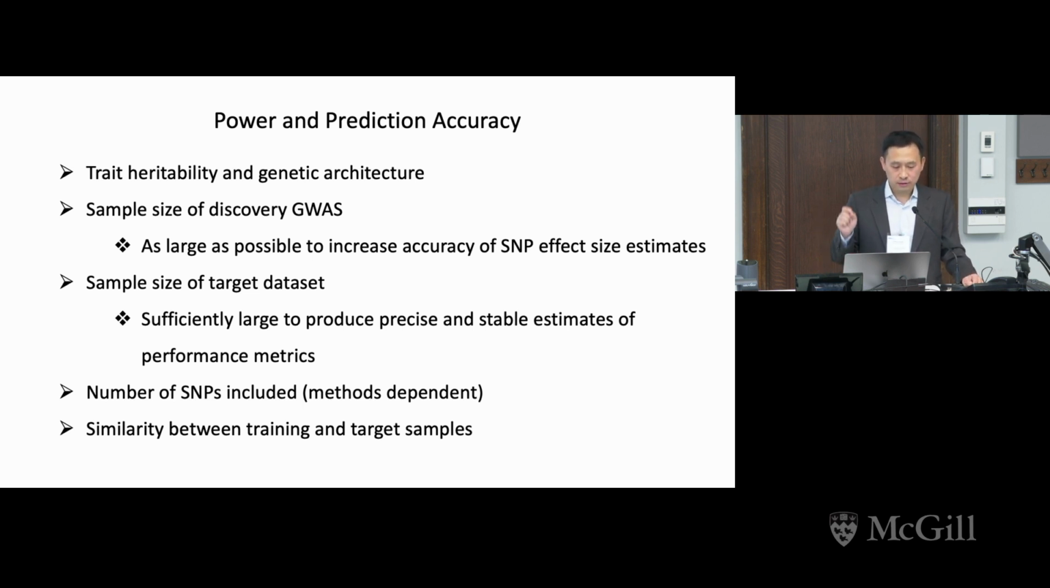So in practice, the sample size of the target data set is important, and also how similar your training and target data are. Similar meaning the phenotype definition as well as the genetic ancestry. I'm going to step into the genetic ancestry in the next slide, but before that, any questions on the power and accuracy of PRS?